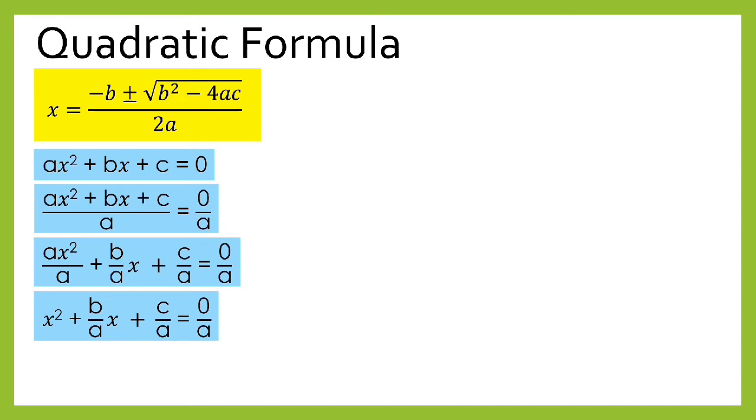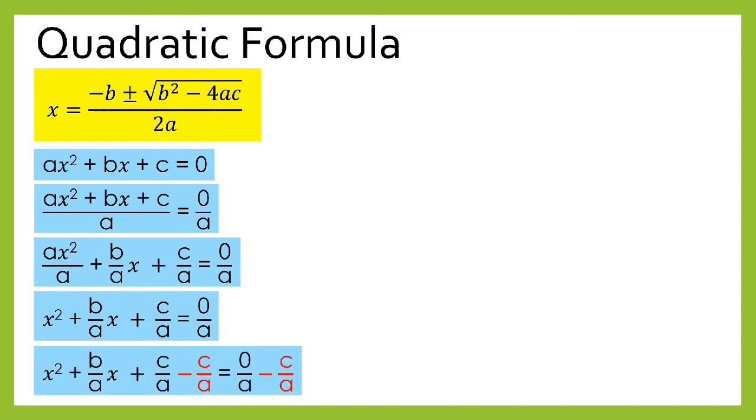The second step is to write the equation such that the terms with variables are on the left side and the constant term is on the right side of the equation. We applied subtraction property of equality. We subtract c over a from both sides of the equation. We now have x squared plus b over a x plus c over a minus c over a equals 0 over a minus c over a. We now have x squared plus b over a x equals negative c over a.